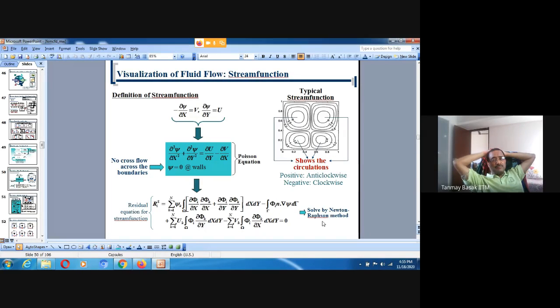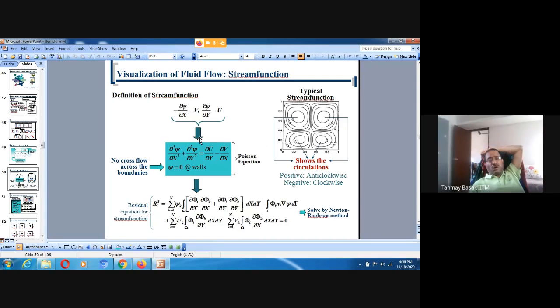So for the stream function, people using commercial software packages make a lot of approximation, but here is the recipe for the finite element implementation of the stream function. The definition is minus ∂ψ/∂x equals v, and ∂ψ/∂y equals u. With that, we can have a Poisson type differential equation: ∂²ψ/∂x² plus ∂²ψ/∂y² equals ∂u/∂y minus ∂v/∂x. And this is subject to ψ equals 0 at the wall.